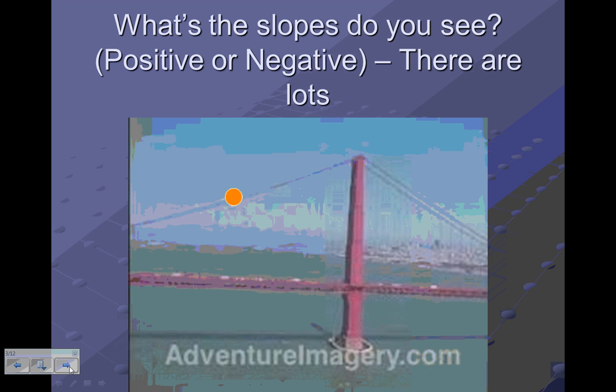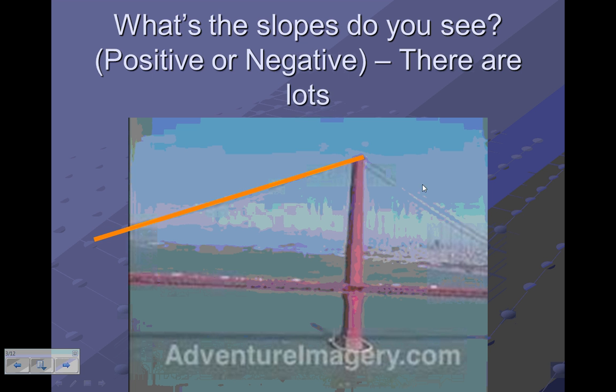What's the slope do you see? Positive or negative? There are lots. Now, I know the video keeps running right here. If you think about it, we talked about correlations in the units before, and we had a positive correlation and a negative correlation. Well, it's the same type of thing. This yellow line right here, from left to right, it's going up. That would be a positive slope.